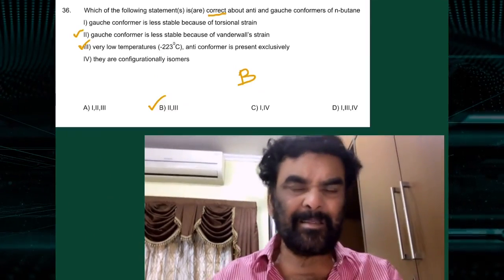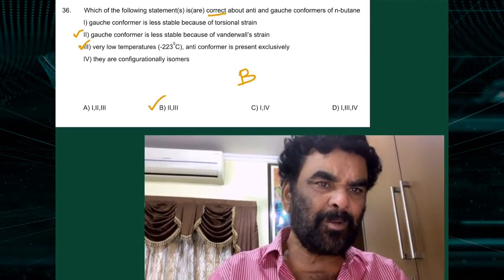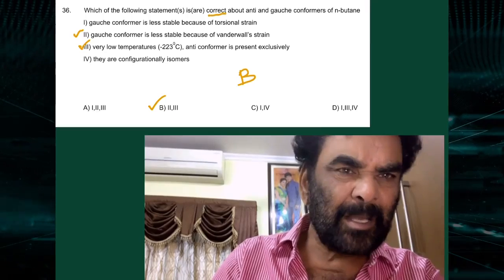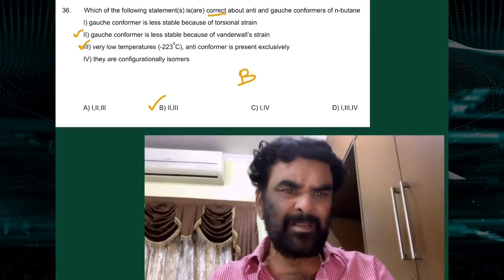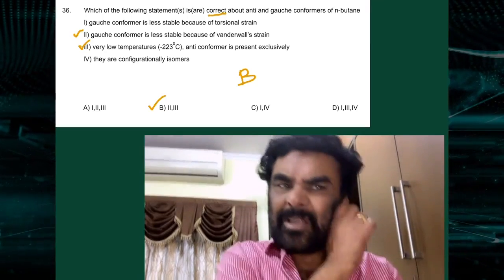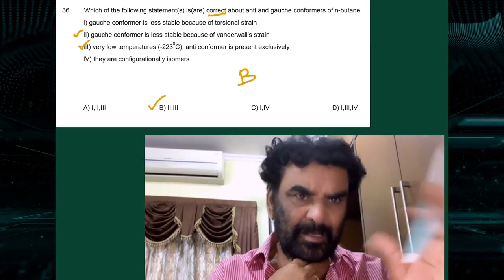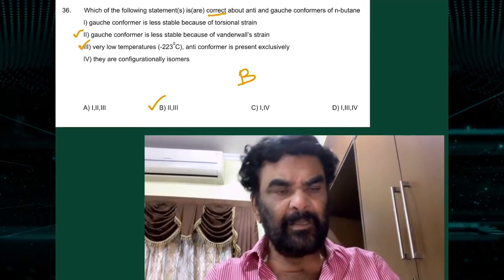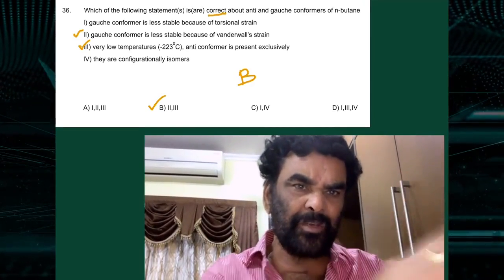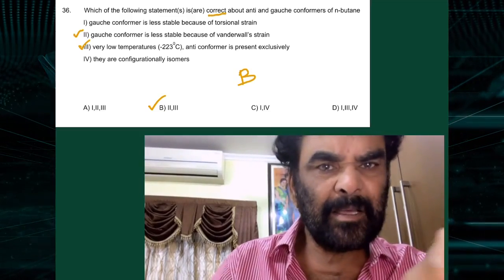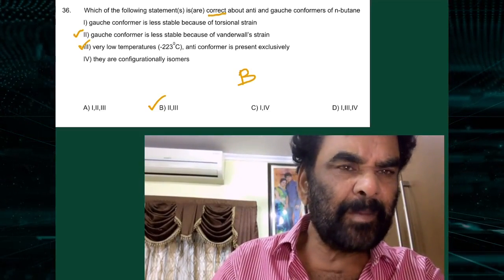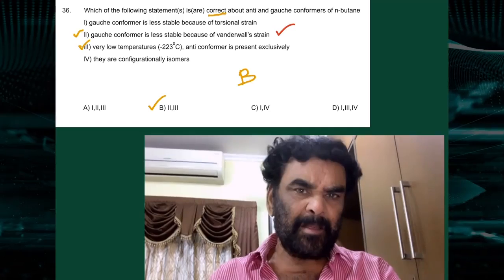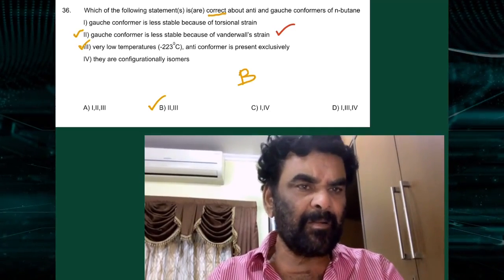Remaining things are easy. Which of the following is correct about the anti and Gauche conformers of n-butane? The Gauche conformer is less stable because of torsional strain. No, it's not torsional strain. Torsional strain is different: it is the additional energy required to convert the form into the eclipsed form. It's not correct. So the Gauche conformer is less stable because of van der Waals strain, repulsions between the adjacent C1 groups at 60 degrees.